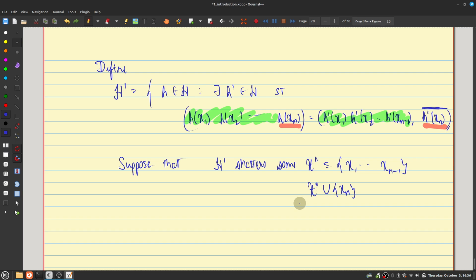It does. Why? Exactly. So in this condition, if some particular h belongs to h prime, then this little h prime should also belong to h prime because this relation is symmetric, right? So h prime also shatters x double prime union xn.